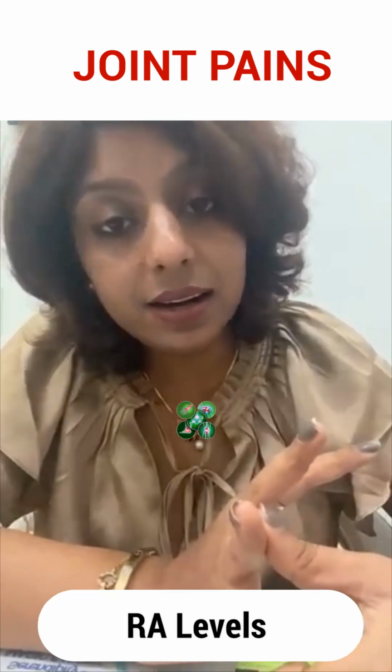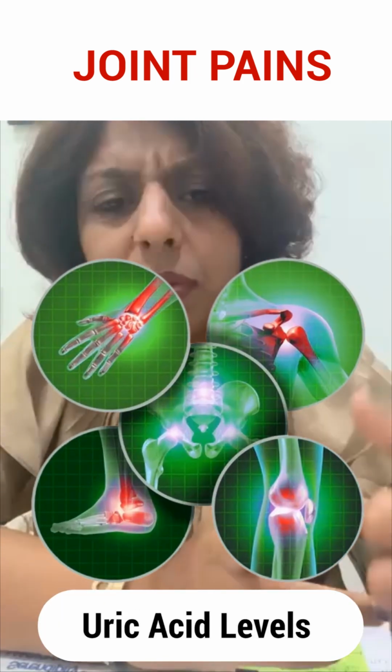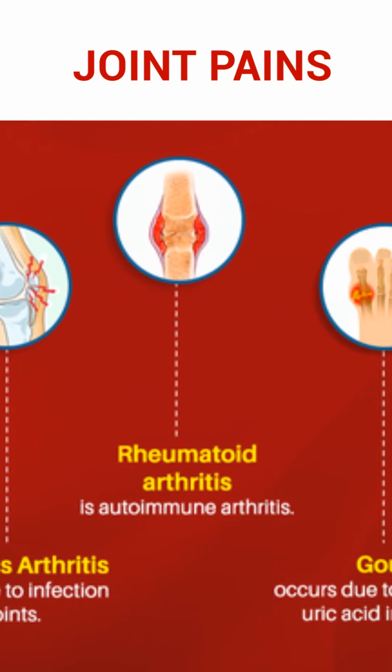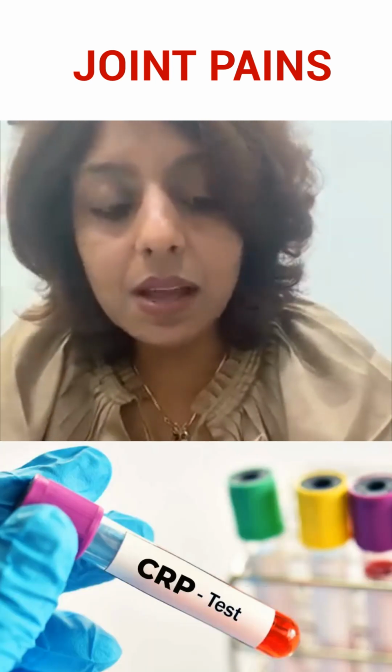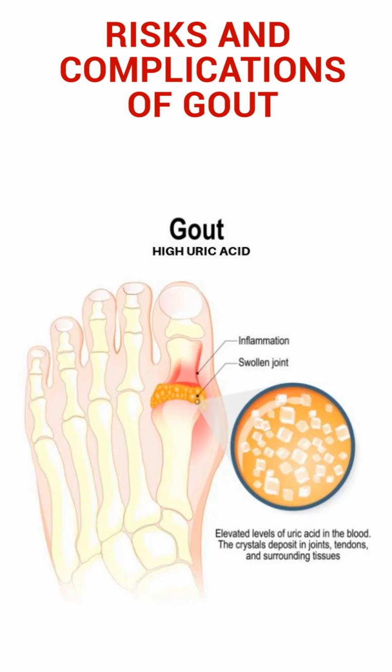For that, RA levels, anti-CCP levels. For gout, uric acid levels. There are so many types of arthritis: psoriatic arthritis, juvenile arthritis. Depending upon the disease, you need to get tested. Common tests along with that are CRP levels, ESR levels, and CBC levels. These are compulsory.